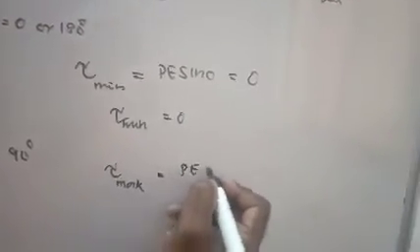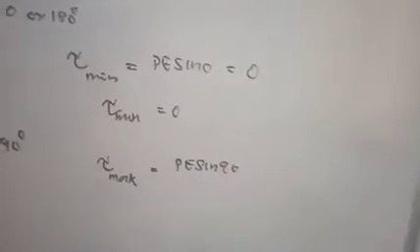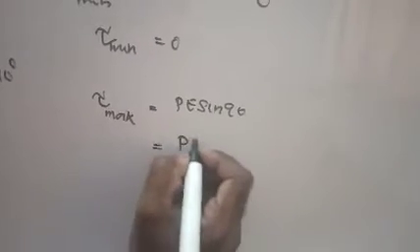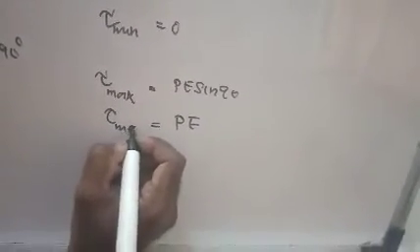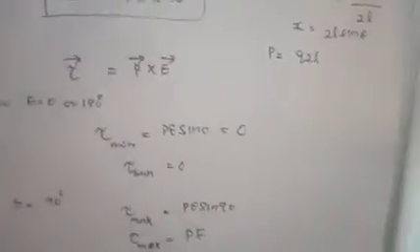pE sin 90 gives pE. This is the maximum value of torque. This is the minimum value of torque, which is 0.